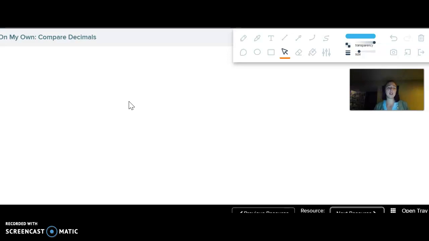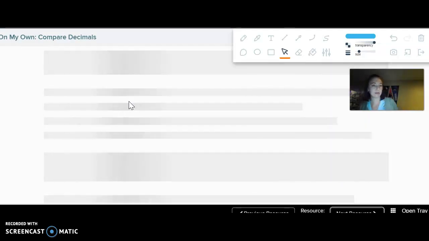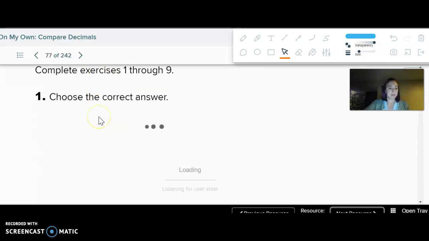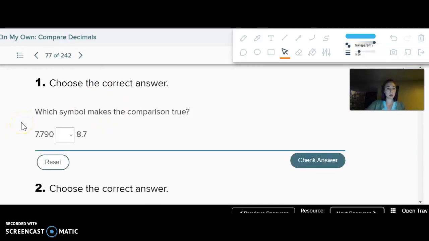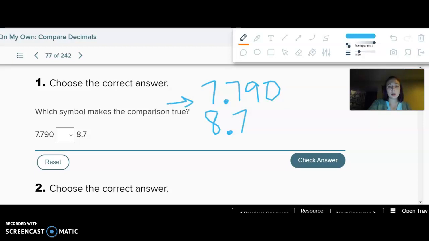So if we say, 'Which symbol makes it true?' Go ahead and pick what you think. All right, hopefully, again, there's space. Sorry, half sentences. Make sure you write it down if you need to. There's space on your notes if that helps, or you can get out lined paper, or I can get you lined paper. So if I lined them up, make sure I line up the decimal and start at the left. I have 7 wholes and 8 wholes. 8 wholes is bigger, so we know the first one is going to be less than that one. It's eating the bigger number.